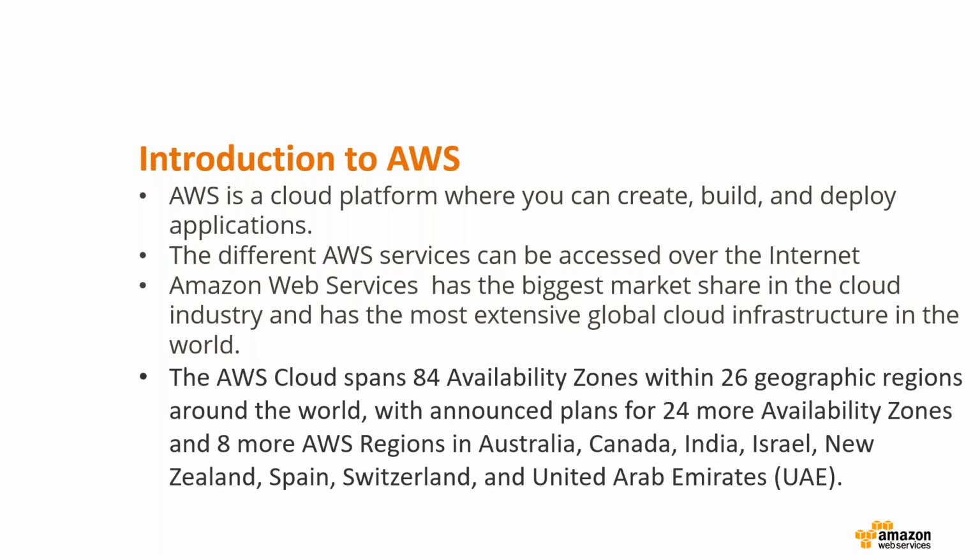Still, they are adding 8 more AWS regions in Australia, Canada, India, Israel, New Zealand, Spain, Switzerland, and UAE. In India, we already have the region in Mumbai, where we have the AWS data centers. Now they are still expanding in Hyderabad itself. They're going to launch one new region. They have already started the work, constructing the data centers in Hyderabad. It's almost 50% done, and they're going to launch the services soon. That is the reason they mentioned 8 more AWS regions in Australia, Canada, India, Israel, New Zealand, Spain, Switzerland, and UAE.